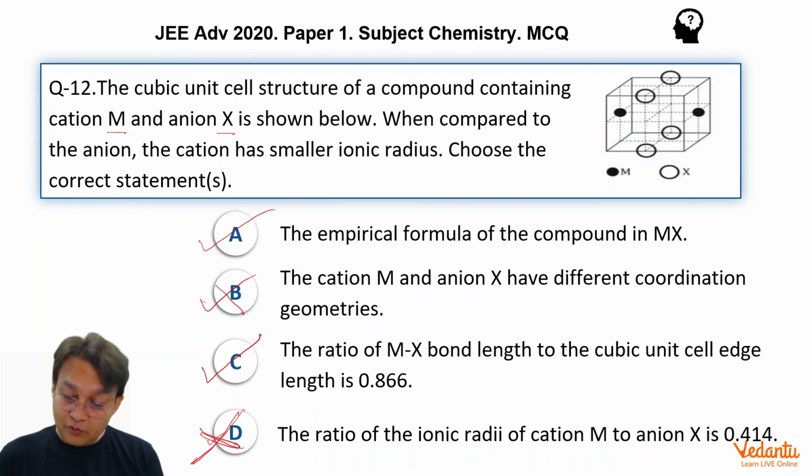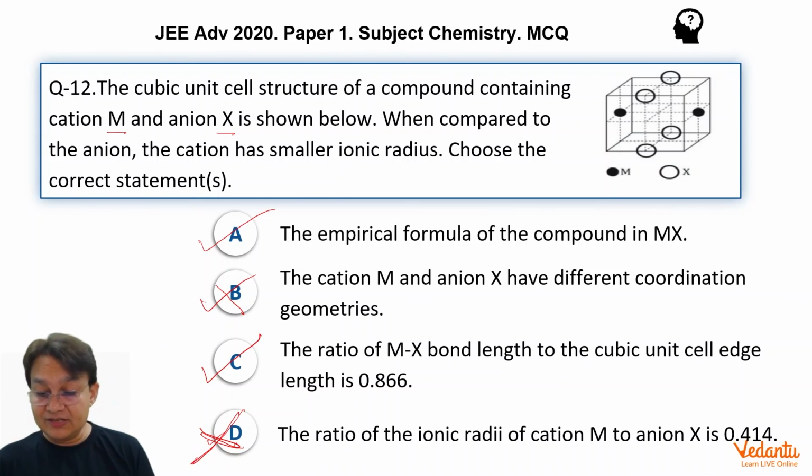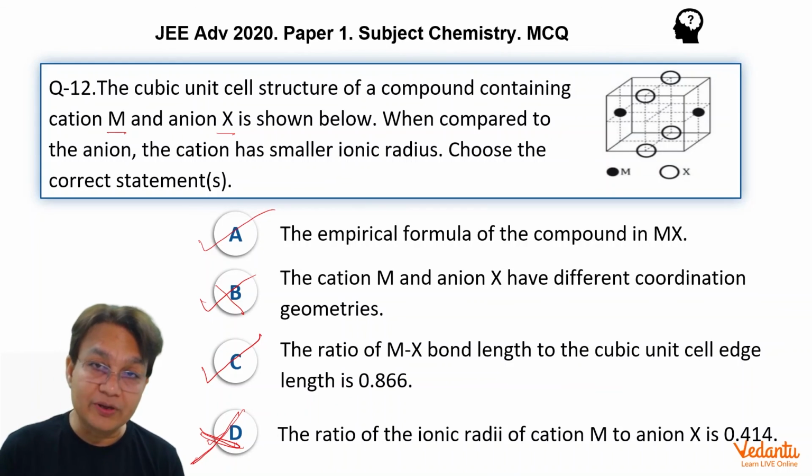So it was total involvement in one single question. They've asked everything, coordination number and the ratio of the bond lengths. And the most interesting thing is that this problem is a very simple problem related to a simple cubic lattice.